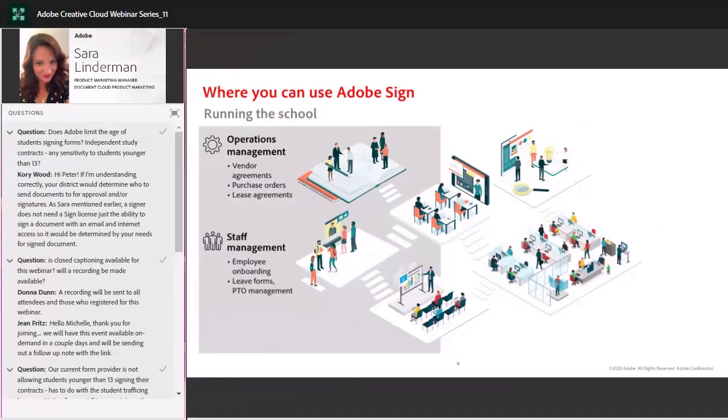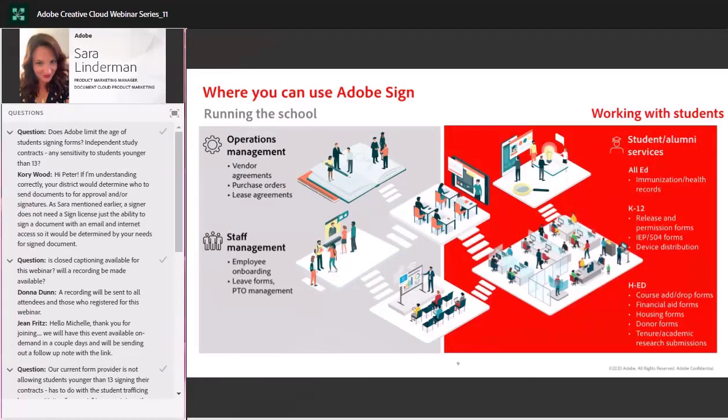All right, so where can you use Adobe Sign? Pretty much everywhere, that's my answer. It's a solution that's built to support workflows all across your campus or institution. It's really great for operational workflows, things like vendor agreements, very handy with staff management needs. So if you're working with a lot of onboarding forms, which you most undoubtedly are, academic research submissions, if you're on the higher ed side of things, great for that.